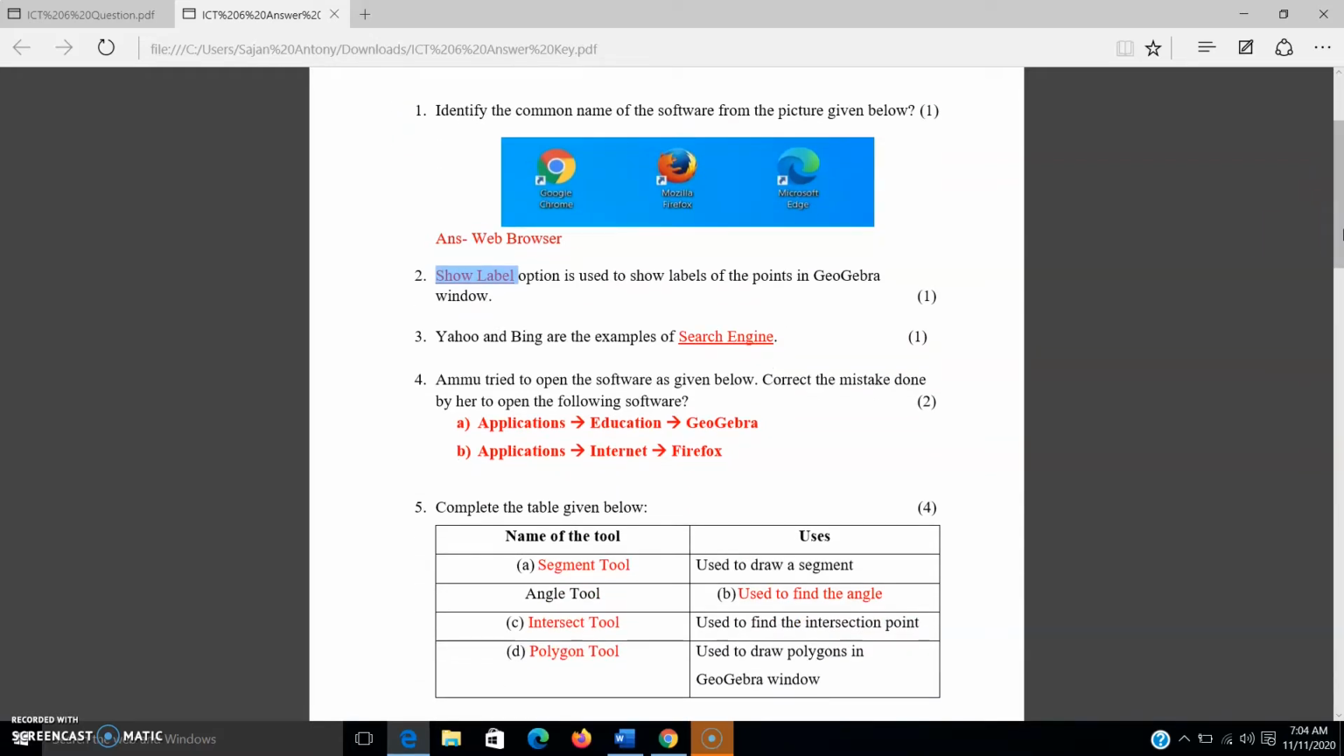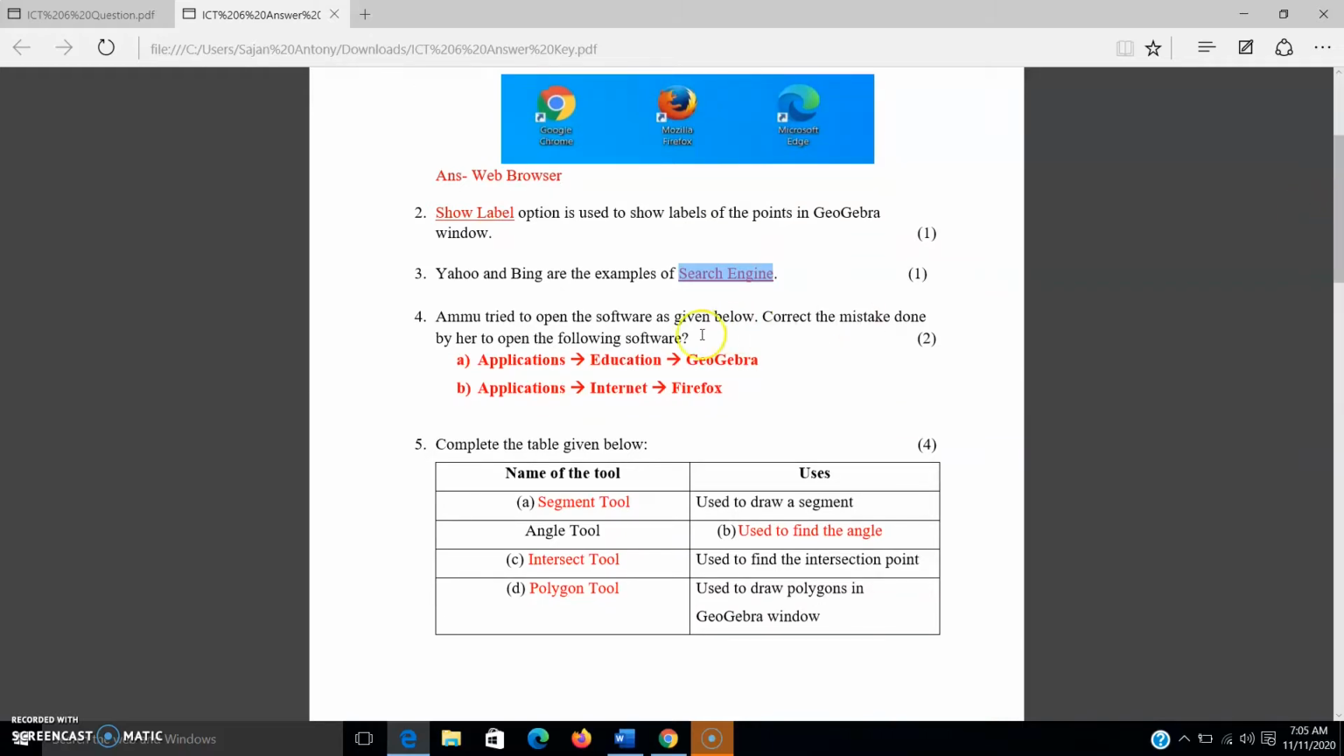Now we will move to the next question. Third question. Yahoo and Bing are the examples of what? Yes, you all know, search engines. Yahoo, Bing, Google, MSN, DuckDuckGo. These are the examples of search engines.